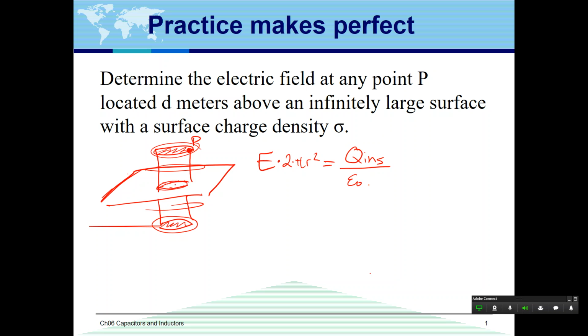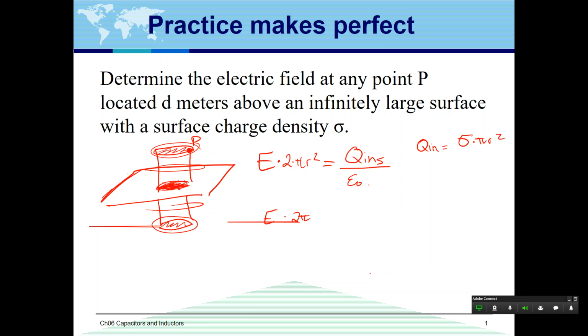Because I'm taking it for this Gaussian surface, only that part of my plate is contributing to this. And so that part, if I were to look at the Q there, it would be equal to sigma multiplied by the area of that little area, right? So pi r squared. So now I'm left with E is equal to 2.